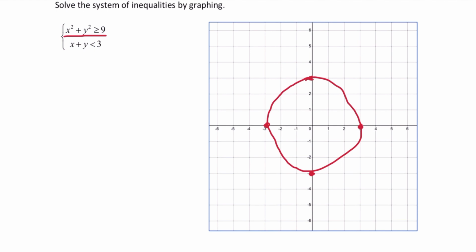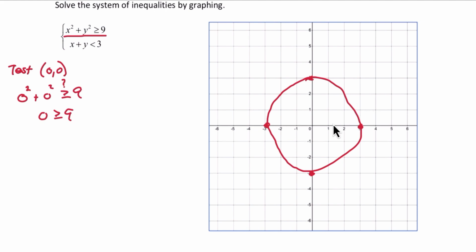And from here, we need to choose a test point. The test point can be anywhere as long as it's not on the graph itself. So the easiest one is the origin. So we'll test 0, 0. And we want to test that in the original inequality. X squared plus y squared, and we're asking, is that greater than or equal to 9? 0 plus 0 is 0, and 0 is not greater than or equal to 9.